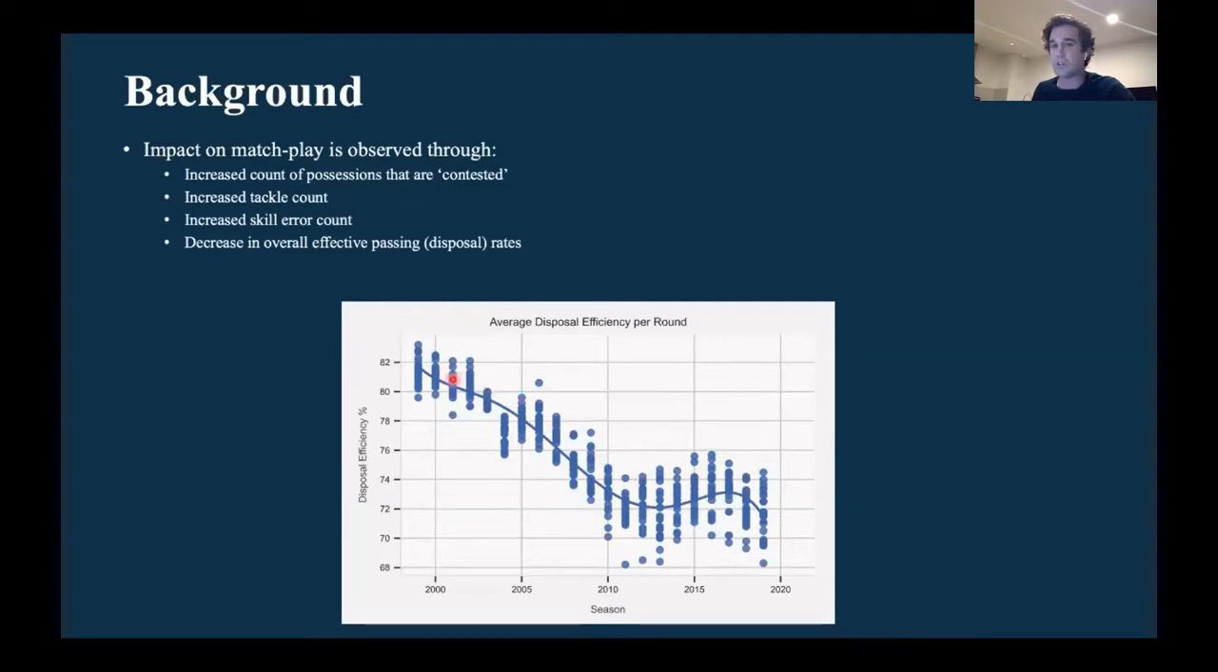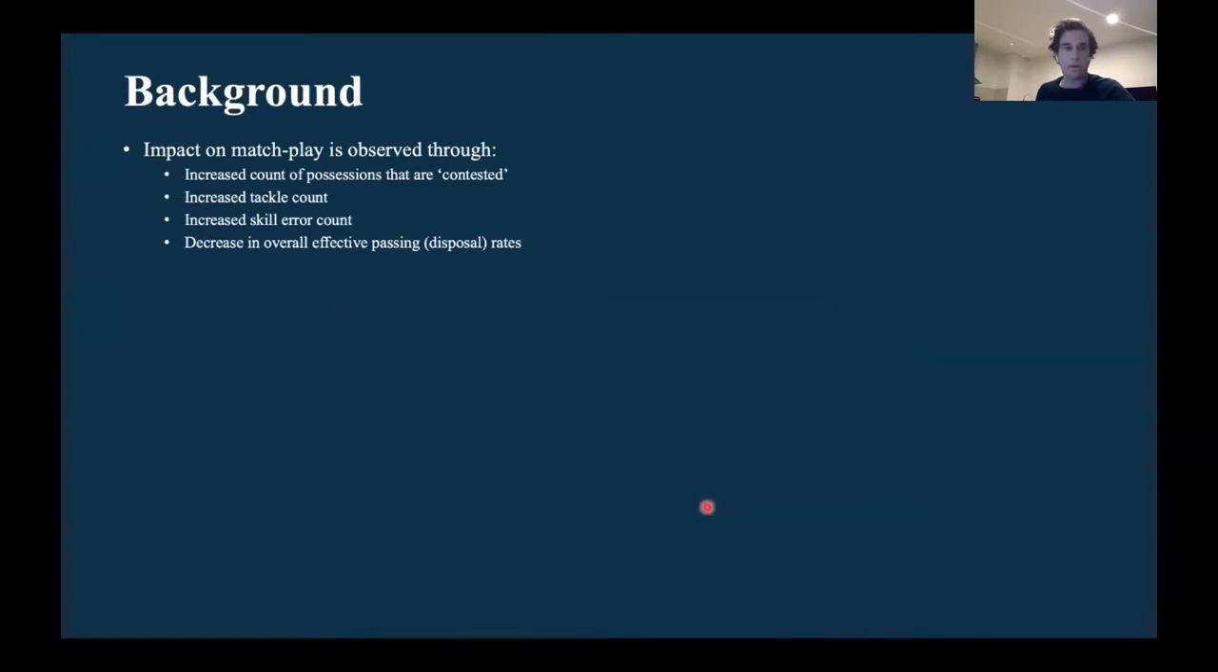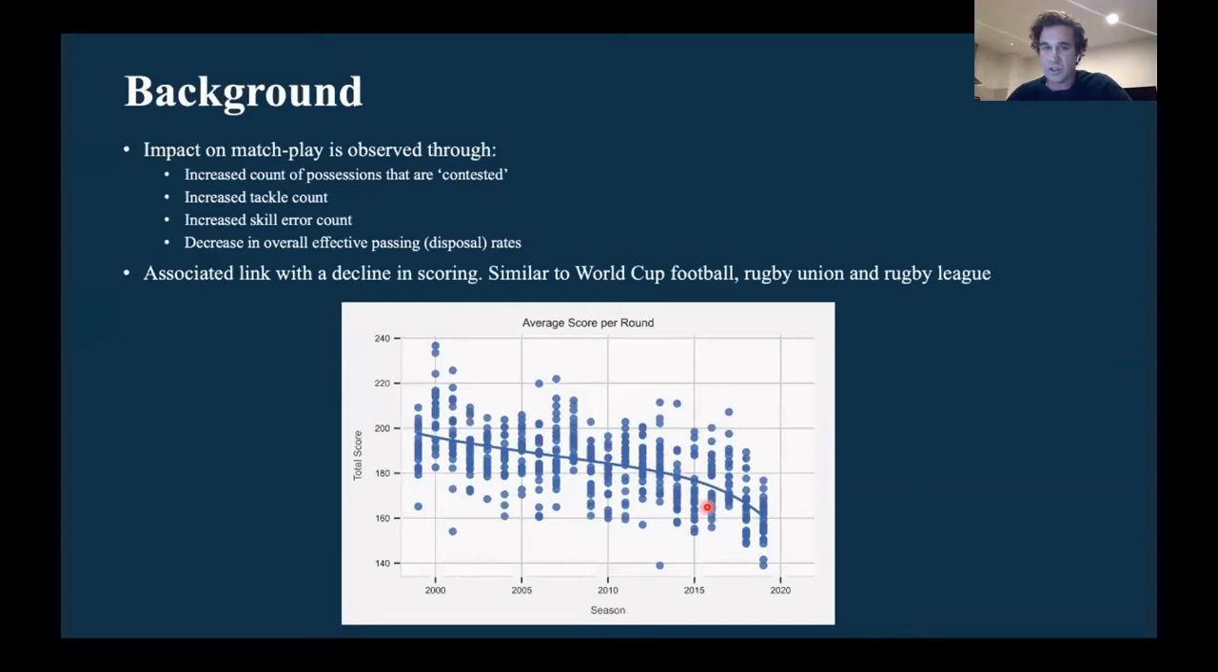So disposals are just passes in Australian football. So I can see it's not just the total number of possessions that's increasing, it's the overall passing, the efficiency is decreased as well over this time period. Some researchers have also linked increased player congestion with a decrease in scoring. So we can see here over the last 20 years, scoring's steadily declined. And then that's sort of picked up the last 5 years where you sort of see a dramatic decrease here.